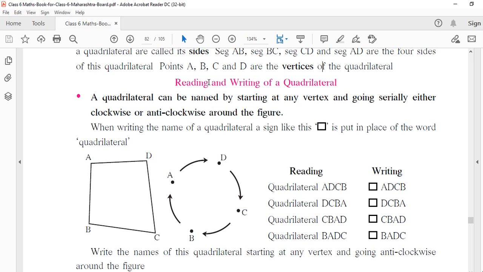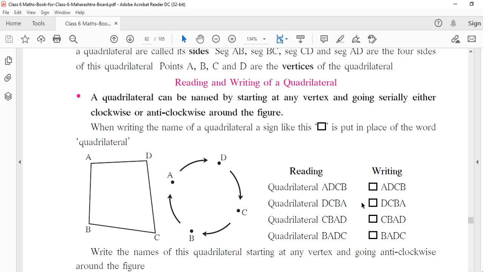Now this is naming a quadrilateral. How do we read the name of a quadrilateral? Over here you can see the diagram of a quadrilateral ABCD. You can read it as quadrilateral ADCB. Next is DCBA. Next is CBAD.